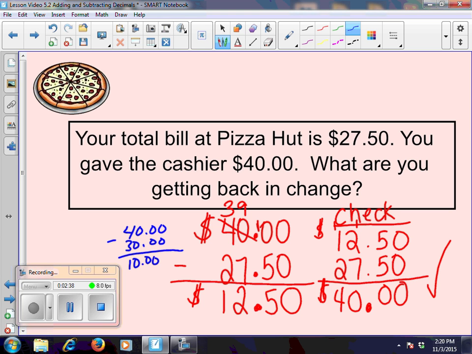$27.50 I can actually then even round to $28. And then from $28 up to $30 is $2. And then an extra 50 cents is $2.50, which I can add to my 10. And that gives me my $12.50. So there's a few mental math strategies you can use, or you can just use the regular algorithm of subtracting.